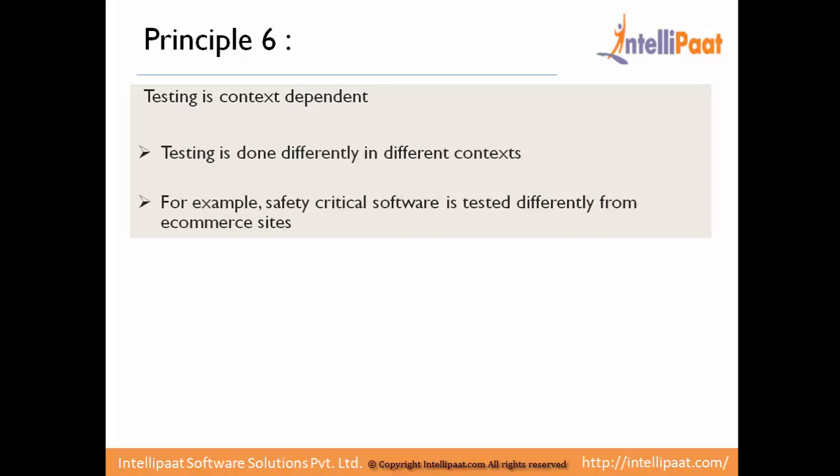Testing is context dependent, so like we discussed earlier, testing is done differently in different contexts. Context basically is the objective or the requirement of the testing. For example, safety critical software is tested differently from e-commerce sites. So safety critical software, which, let's say, is being used for a biometric attendance system, or if it is trying to do any safety transaction for building security or for an office security and so on, will be tested very differently from an e-commerce site.